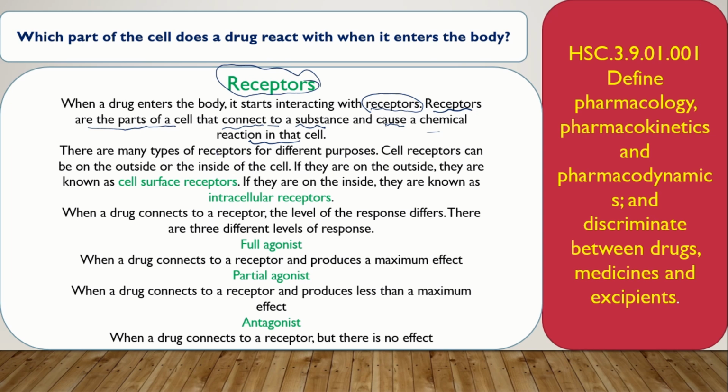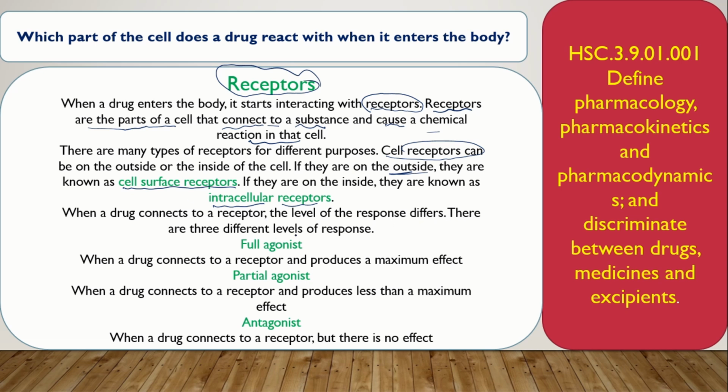There are many types of receptors for different purposes. Cell receptors can be on the outside or the inside of the cell. If they are on the outside, they are known as what? Yes, cell surface receptors. If they are on the inside, these are intracellular receptors.